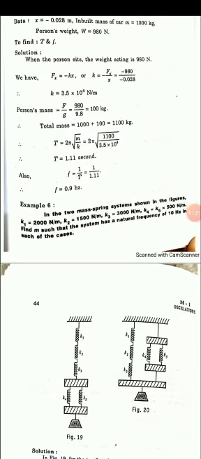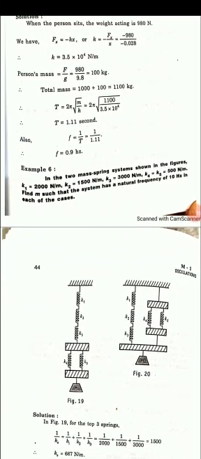Then substitute in the formula, that is time period T is equal to 2 pi root of m divided by k. That is 2 pi root of 1100 divided by 3.5 into 10 to the power 4. So T is equal to 1.11 seconds. Next, f is equal to the reciprocal of T. So that is 1 divided by 1.11. So f we are getting as 0.9 hertz.